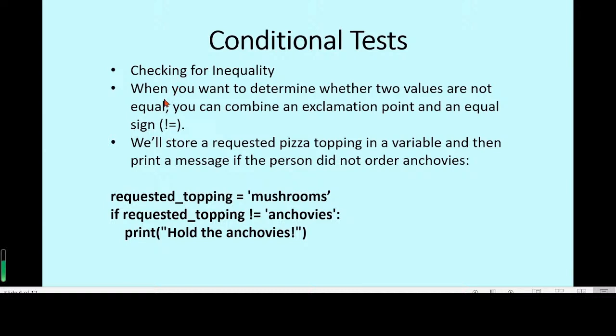Checking for inequality. When you want to determine whether two values are not equal, you can combine an exclamation point and an equal sign. So this means not equal. So we will store a requested pizza topping in a variable and then print a message if the person did not order anchovies. So this requested topping is called mushroom. So if requested topping is not equal to anchovy, then we'll print hold the anchovies.